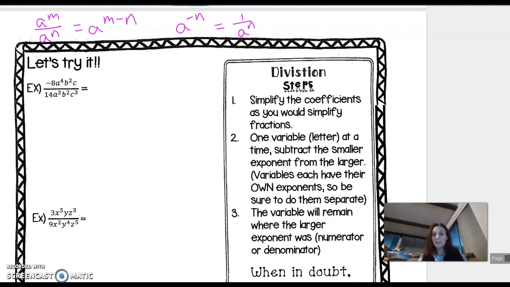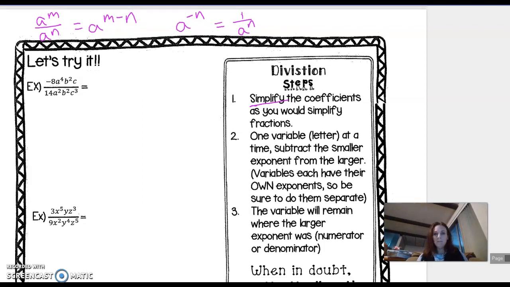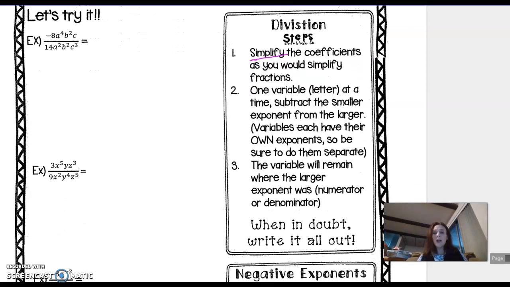Now, our division steps. This one here says simplify the coefficients as you would simplify fractions. And in this first one, I'll show you what that means. Step 2 basically just means keep the variables together. Keep our A's together, our B's together, and our C's together. And then step 3, I think this one's kind of important, kind of a good hint. The variable will remain where the larger exponent was, numerator or denominator. And I'll show you what that means in a second.